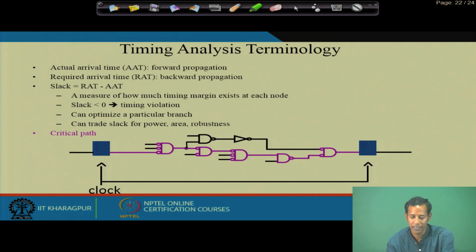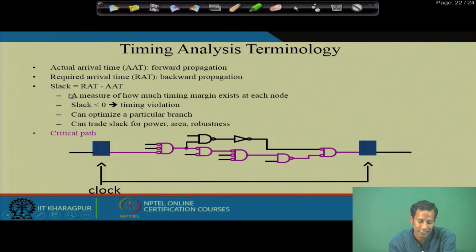So in timing analysis terminology, we have these terms: AAT, actual arrival time, which is nothing but the forward propagation, and RAT, required arrival time, which is the backward propagation time.